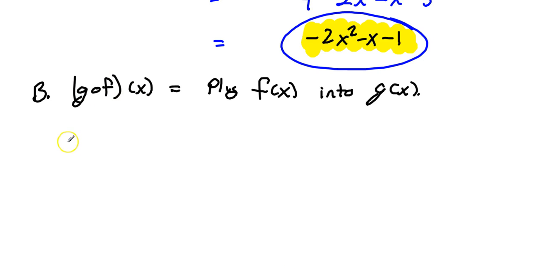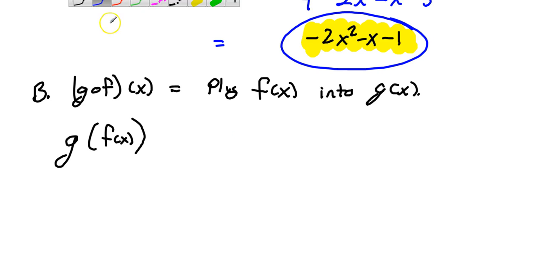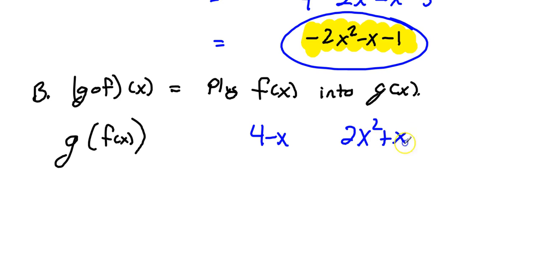Again, they may write it like this. They may also have it written like this. So either one of the two, depending on which way they do it. Basically, the g is first or the f is first. So f of x was the 4 minus x, and that's got to go into 2x squared plus x plus 5.